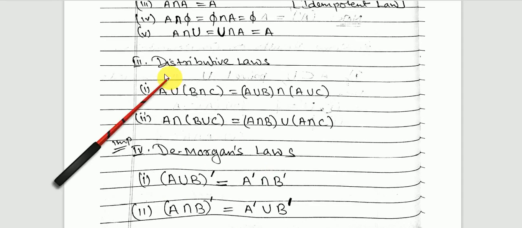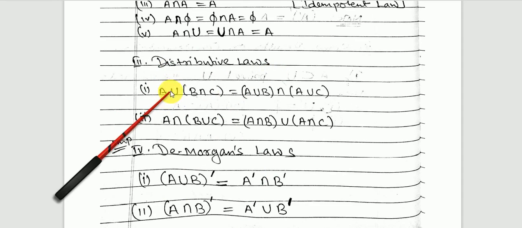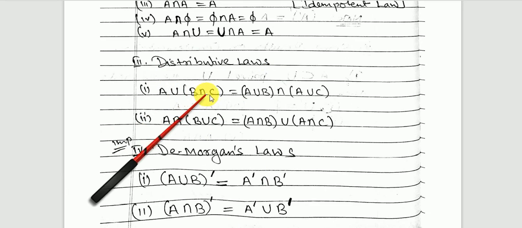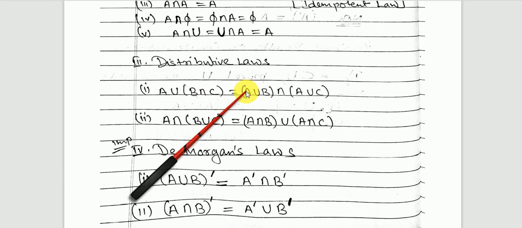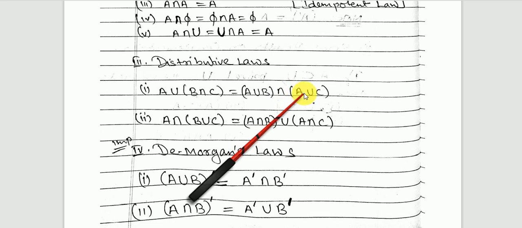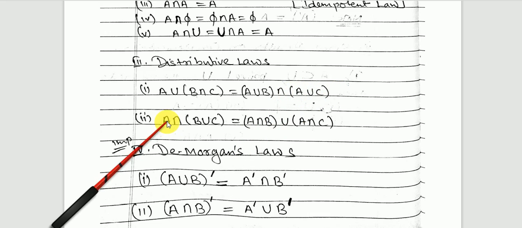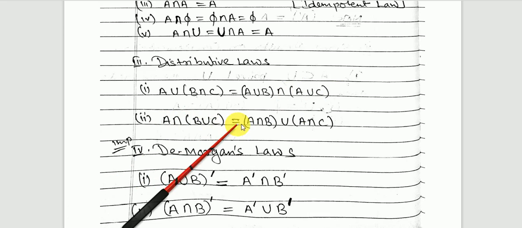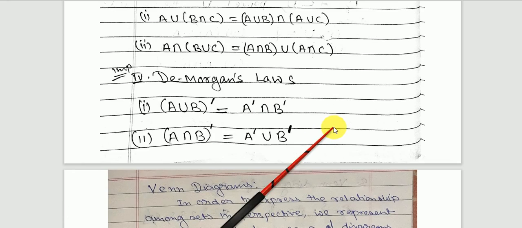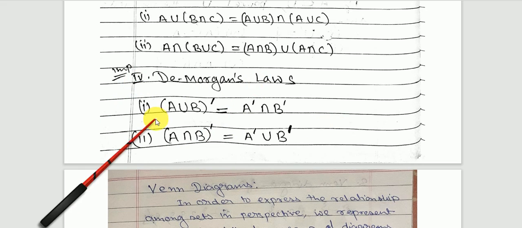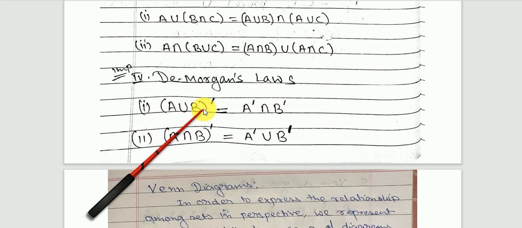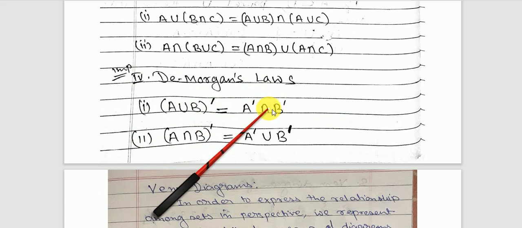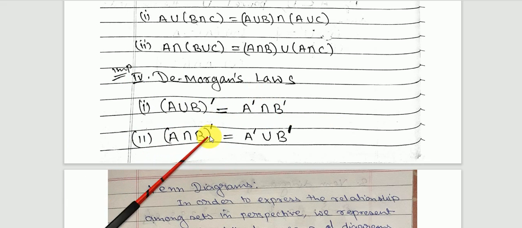Next is distributive laws. A union (B intersection C) is equal to (A union B) intersection (A union C). If you have A intersection (B union C), then this is equal to (A intersection B) union (A intersection C). Next, De Morgan's laws. (A union B) whole complement is equal to A complement intersection B complement. (A intersection B) whole complement is equal to A complement union B complement.